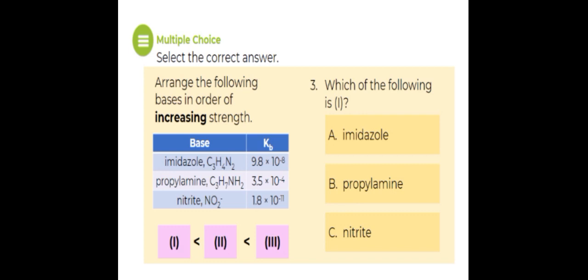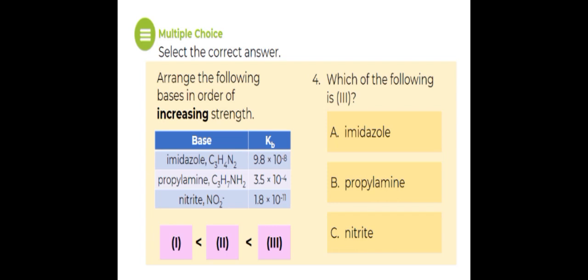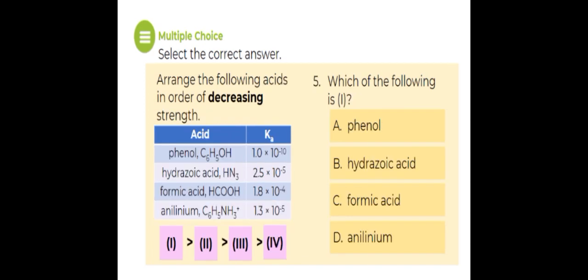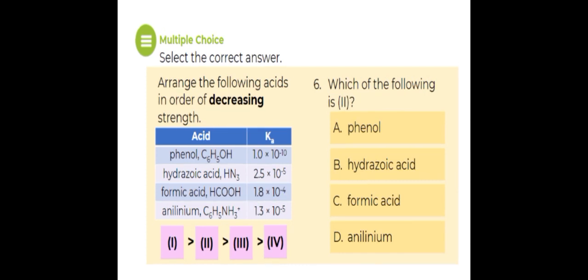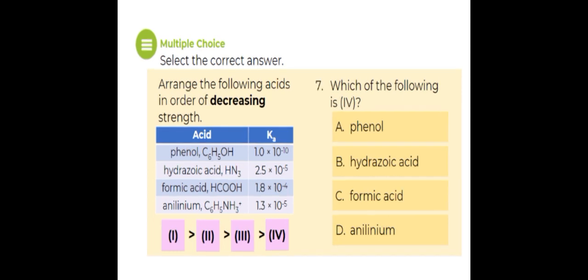Arrange the following bases in order of increasing strength. 3. Which of the following is 1? A, B, C. Which of the following is 3? A, B, or C? Which of the following is 1? A, B, C, or D? Which of the following is 2? A, B, C, or D? Which of the following is 4? A, B, C, or D?